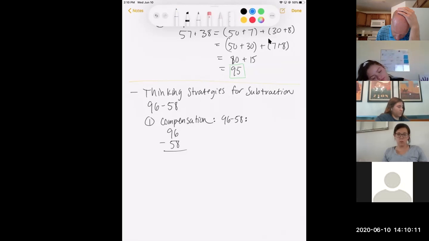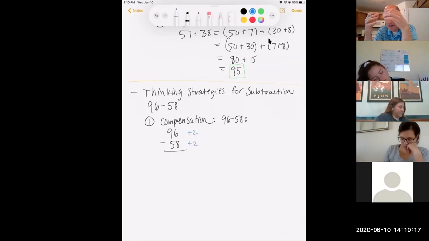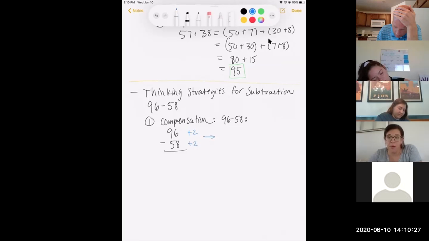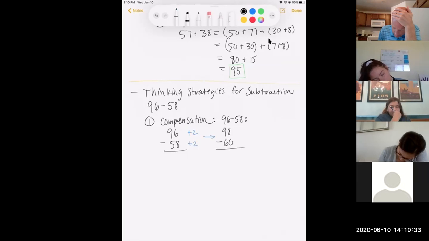So we're going to add 2 and add 2. You must do the same thing, okay? So a lot of people on the test will mix them up. But do the same for subtraction. You've got to maintain that same difference, like we mentioned last time. So my new problem is 98 minus 60. Okay.